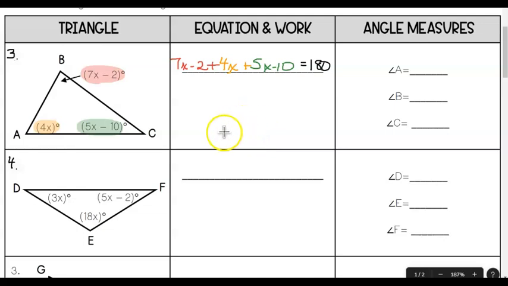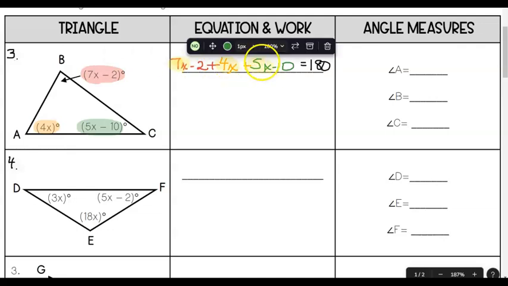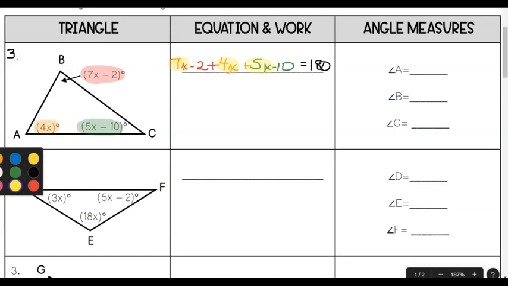Then I can combine like terms and solve the equation to find out what x equals. That doesn't give me angle measures, but I'll show you how to get those. Let me highlight some things here so we can start adding. I have a 7x, a 4x, and a 5x that I can combine. So let's do that first.